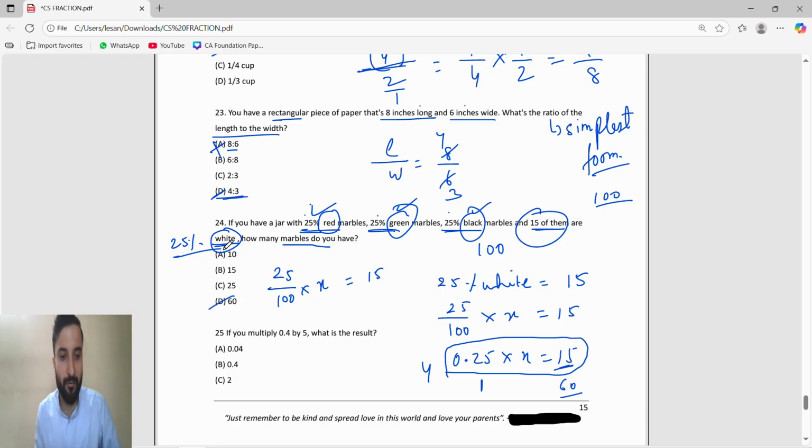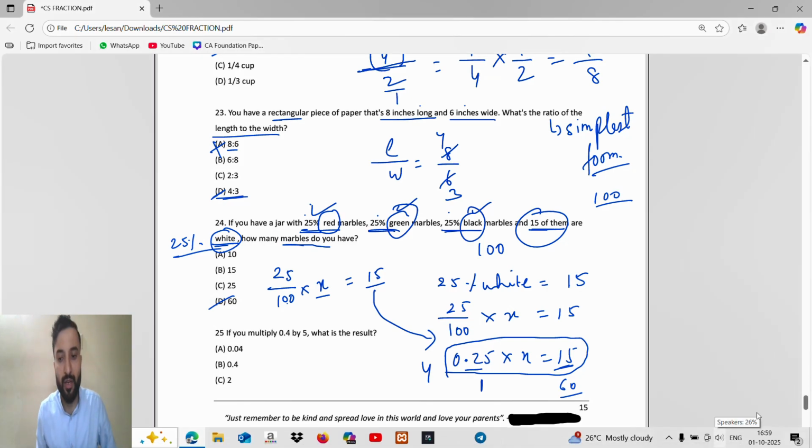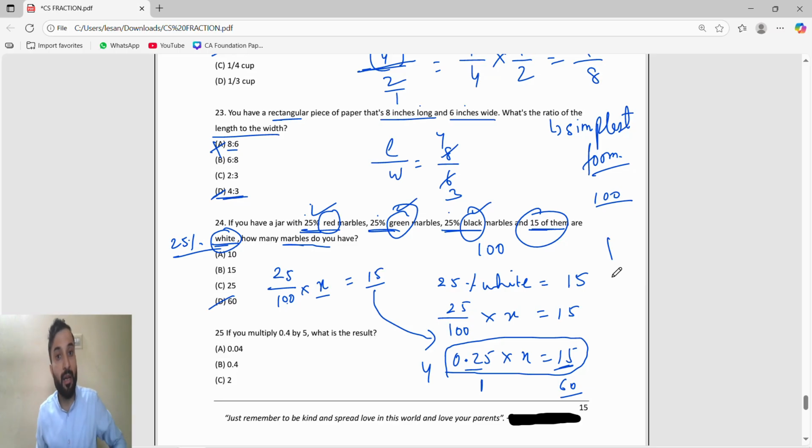So they said 25% white marble means 15. So 25% of overall marble means 15 marbles. Once you do, you will get 0.25 into x equals 15. So see, 0.25 into how many times are we getting 1? We are multiplying 4 times. So 0.25 multiplied 4 times, we will get 1. Okay.